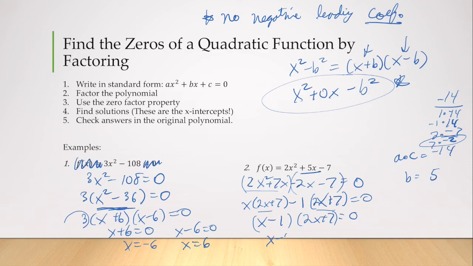So x minus 1 equals 0. I get x equals 1. And 2x plus 7 equals 0. I get x equals negative 7 halves. So those are my two x-intercepts, my two solutions where my graph crosses the x-axis.